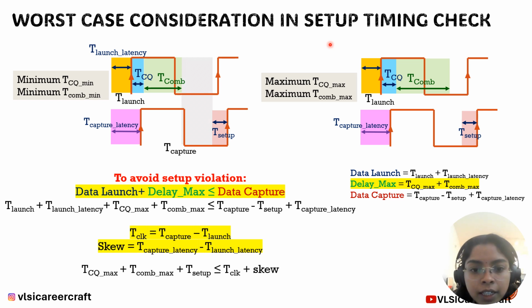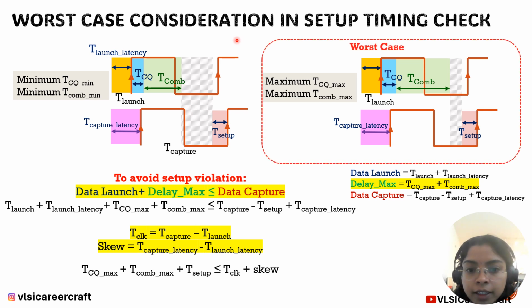In the first case, the setup time frame is like this, and in the second case, where we have maximum clock to Q and combinational delay, the setup time frame is decreasing. So we can conclude that when the delays are maximum, it is the worst case, and we need to consider this case for the setup timing check. So we need to consider delay max.